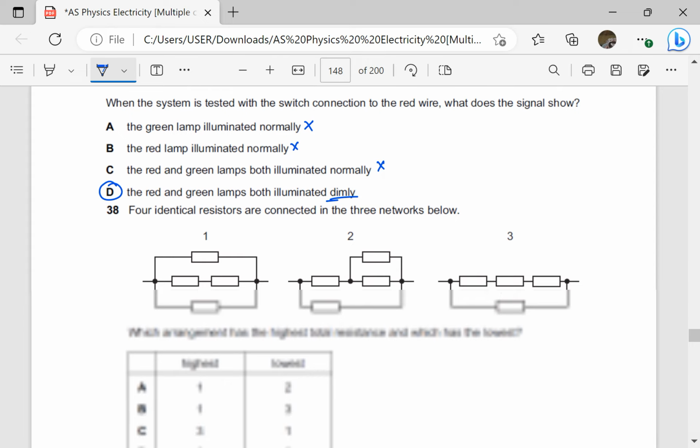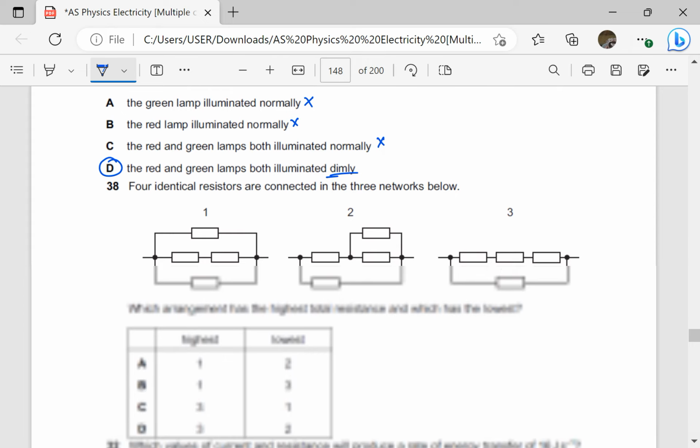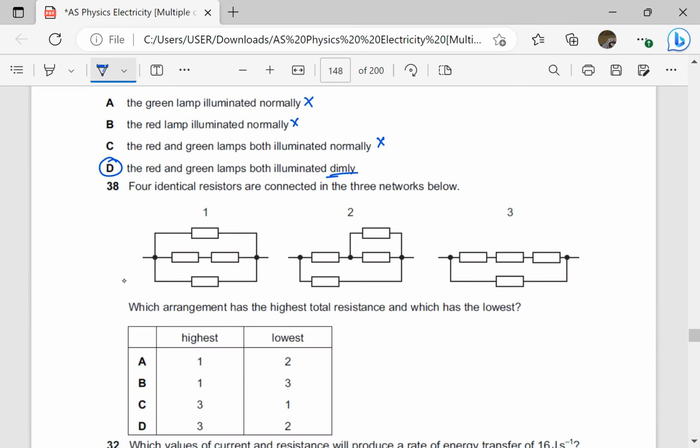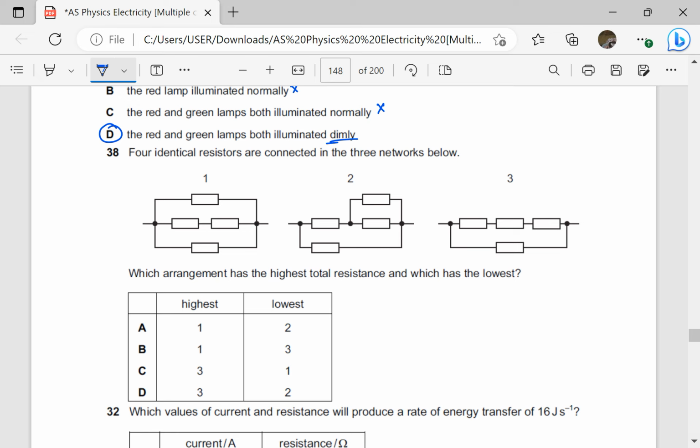4 identical resistors are connected in the three networks shown below. Which arrangement has the highest total resistance and which has the lowest? When I look around, this one should have the highest and this one should have the lowest. Let's check. If they are identical, let's say this is R, R, R, R.